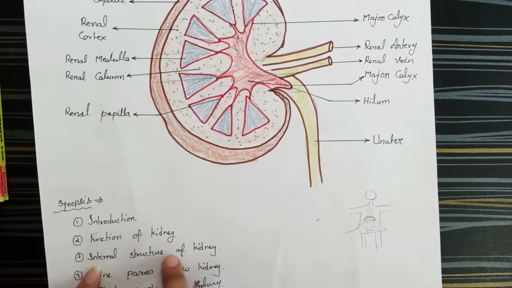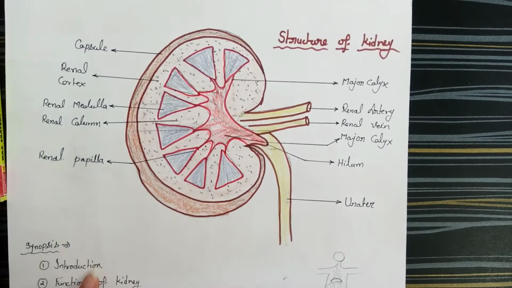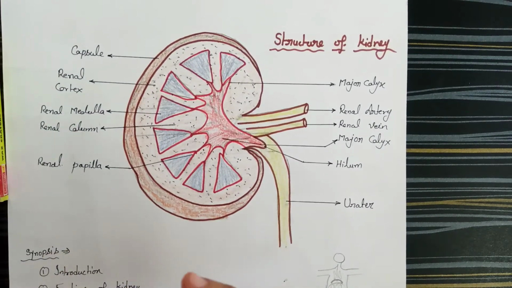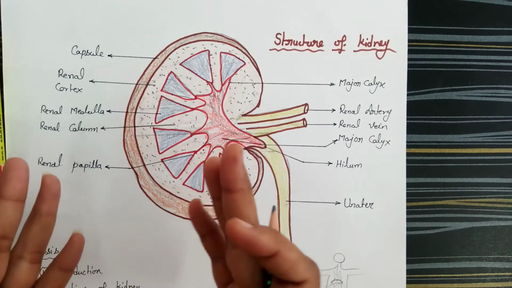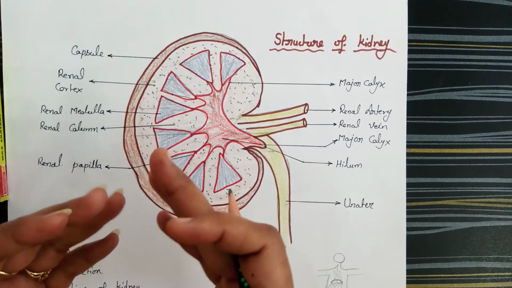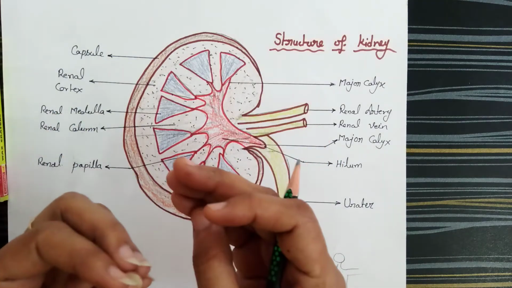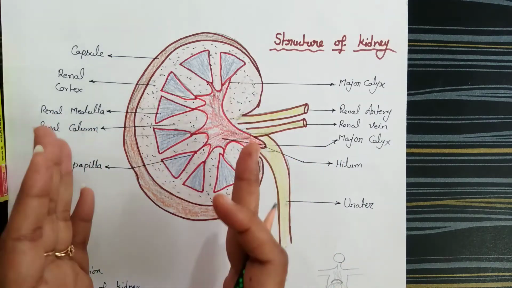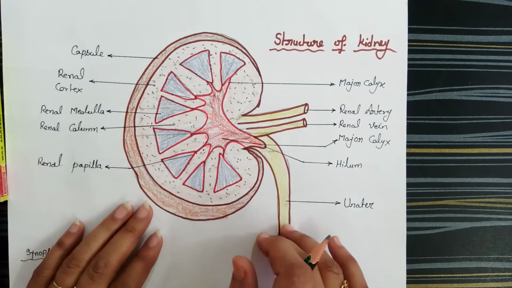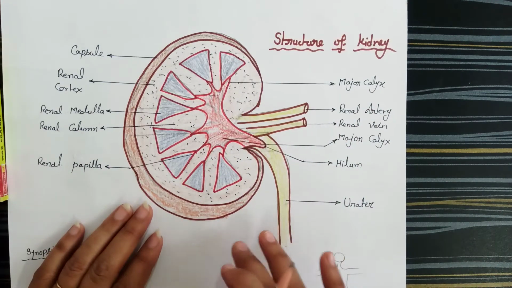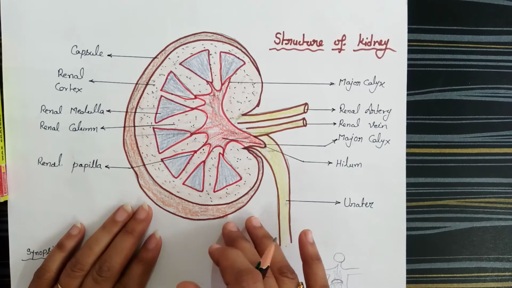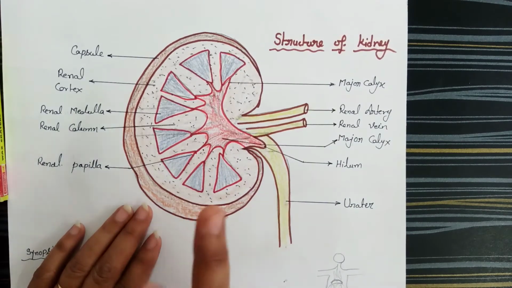When we talk about the structure of the kidney, after metabolic reaction, what is metabolic reaction? That is digestion. So after metabolic reaction in our body, metabolic waste is produced by tissues. This waste moves through our body, and the filtration of metabolic waste is done by the kidney. It is very important for functioning in our body.